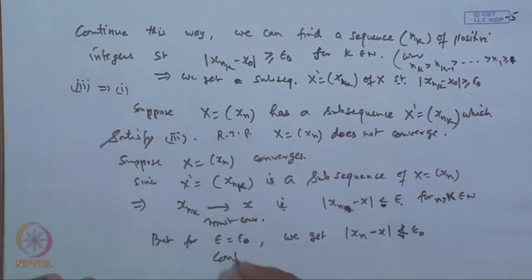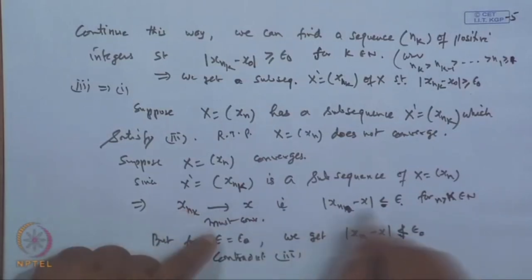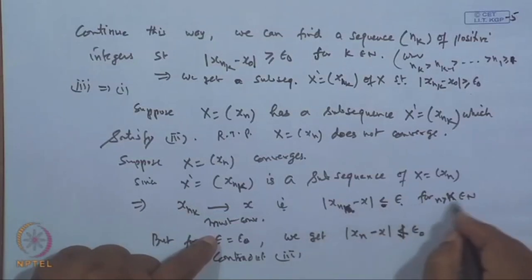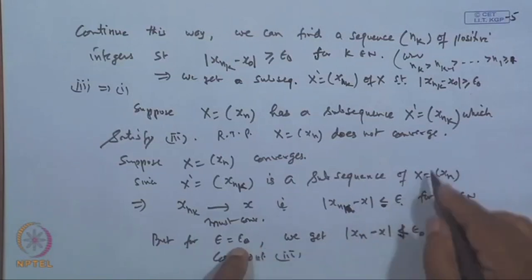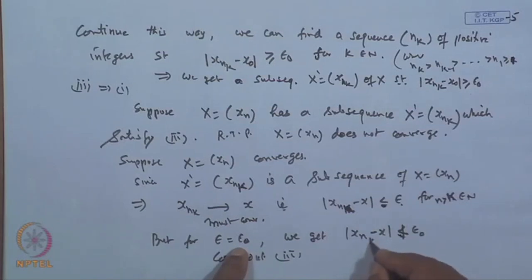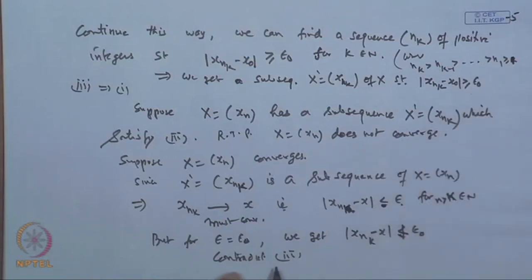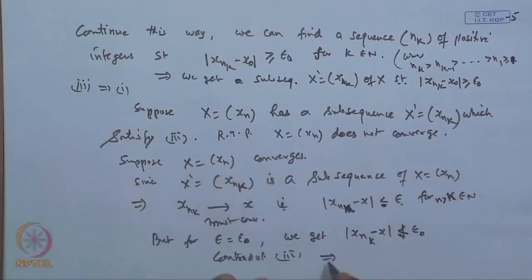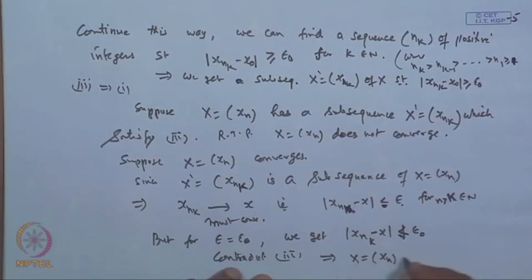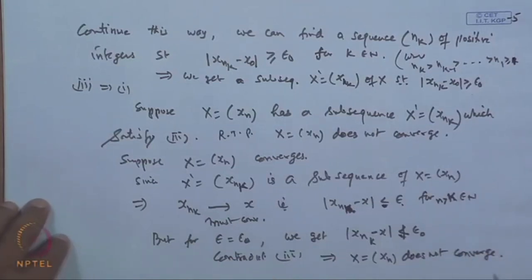So, it contradicts condition 3, because if it is assumed convergent, then it must satisfy this condition for all k belongs to n. But for this particular epsilon r naught, this condition is violated, because it is greater than epsilon. Therefore, it contradicts condition 3, and the contradiction is because of the wrong assumption that the sequence converges. Therefore, this implies the sequence x, which is x n, does not converge, and that proves the result. Okay.